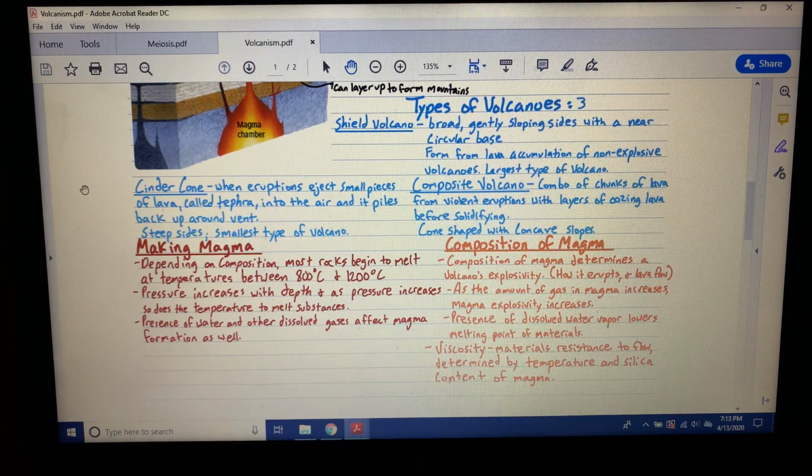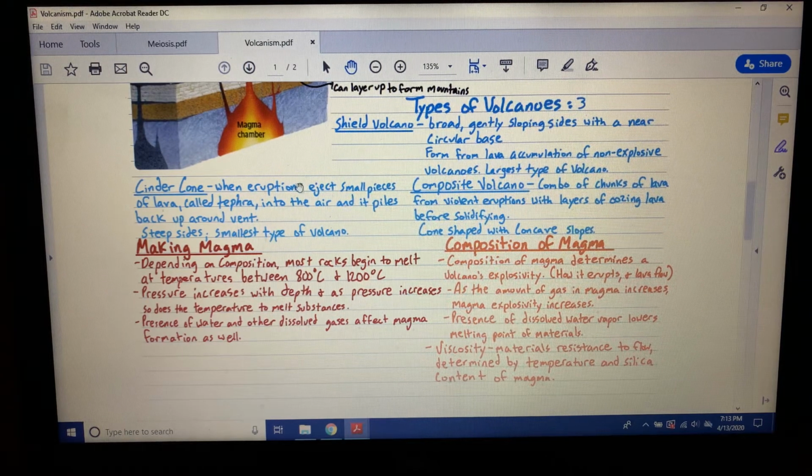The cinder cone is going to be very steep. It's going to be very thin and tall. And so when eruptions eject small pieces of lava called tephra into the air, it's going to pile up down around that vent, and then it'll go up from there. But it's the smallest type of volcano. It's also going to be one of the most explosive volcanoes in terms of eruptions.